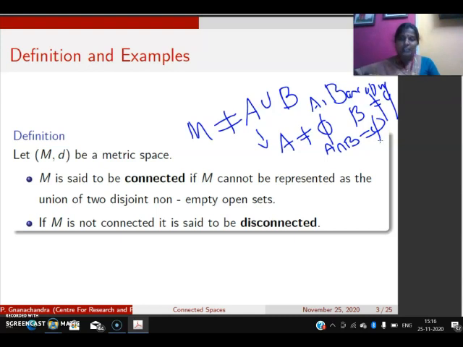I have taken a metric space M. If that metric space M cannot be written as a union of two non-empty disjoint open sets, then we say that M is said to be connected. Don't forget this, guys. A metric space that cannot be written as a union of two non-empty disjoint open sets is said to be connected. That means there does not exist a separation. In this space there is no separation. When the space M is not connected, it is said to be disconnected.